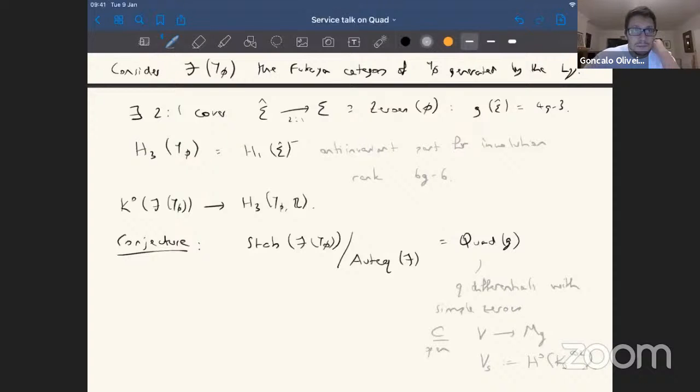Can I ask a question, please? Sure. So in the top sentence, which of the following things does it say? That you are considering the Fukaya category of Y_phi, and that it is generated by these Lagrangians? No, I'm saying I'm taking the part of the Fukaya category generated by Lagrangian spheres. Okay, and how far is that from the full Fukaya category?